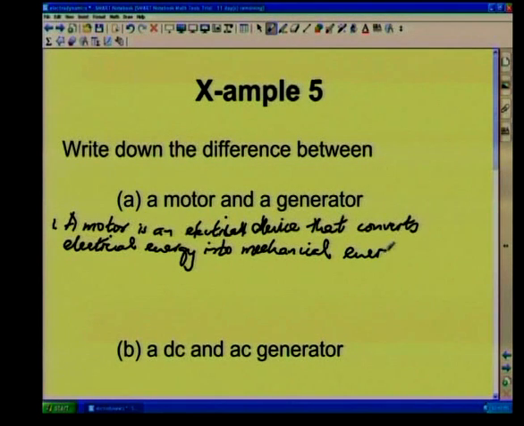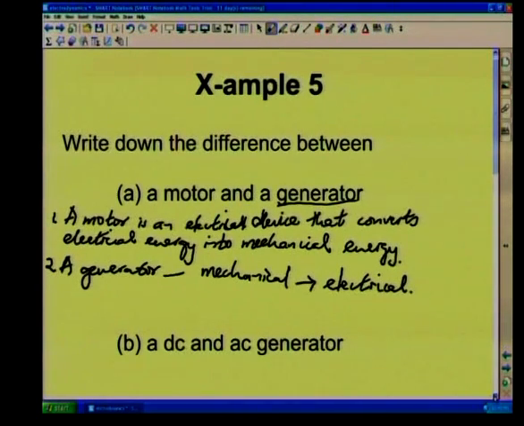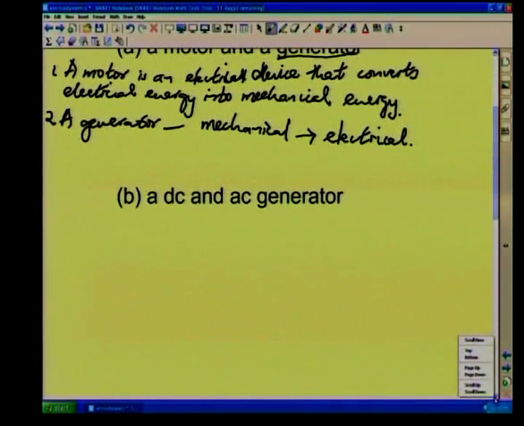Okay, and remember that the other one, a generator, is exactly the opposite. A generator converts, this time, mechanical energy to electrical energy. So that is the difference between a motor and a generator.